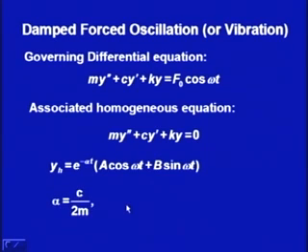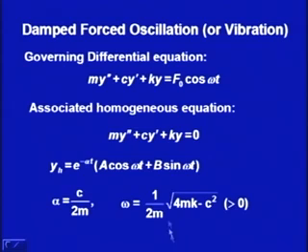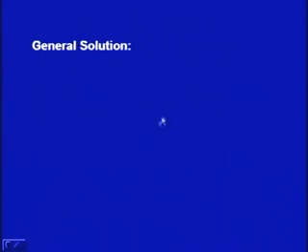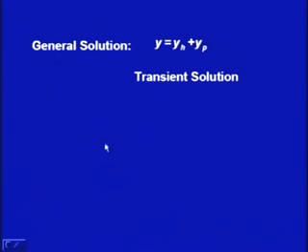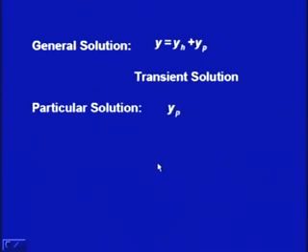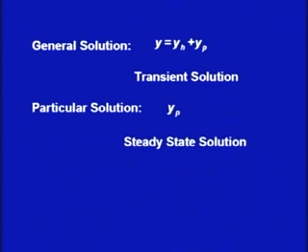Then the general solution would be of the form yh plus yp. In this vibration case, yh is also known as the transient solution, and this particular solution yp is known as the steady state solution. Why this is called the transient solution and this a steady state solution, we will learn a little later on, and we would actually learn these things with the help of an example.